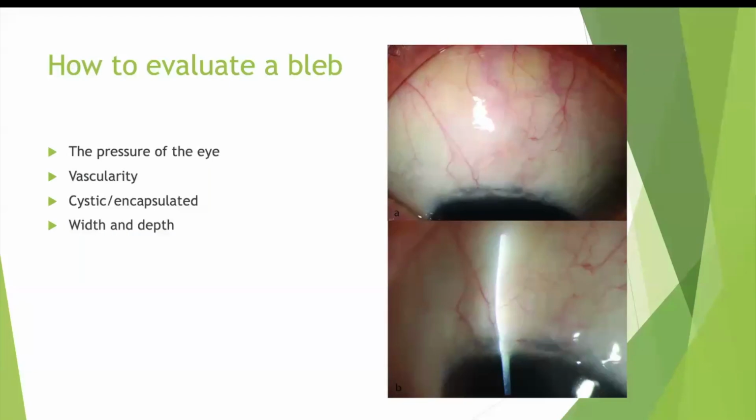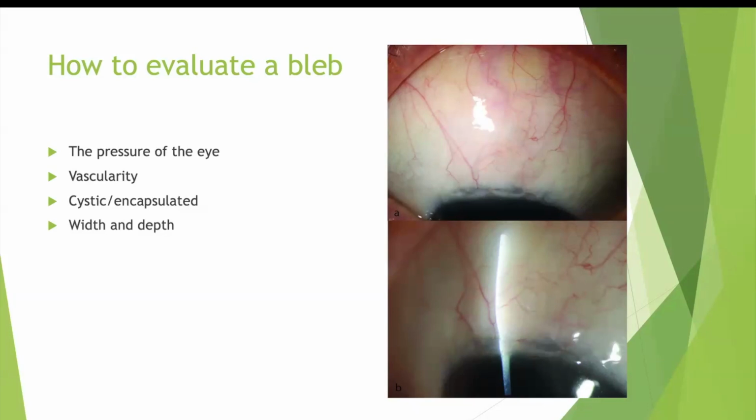Then something that again you're going to be asked a lot is, how does the bleb look? And then you just sort of sit there being like, I don't know. When you're looking at the bleb, how successful is the bleb and is the bleb working? Is the pressure controlled? Question number one. If your pressure is controlled, your bleb's probably working, especially if they're not on any drops. It might not look pretty, but if the pressure is controlled, don't go messing about with it.